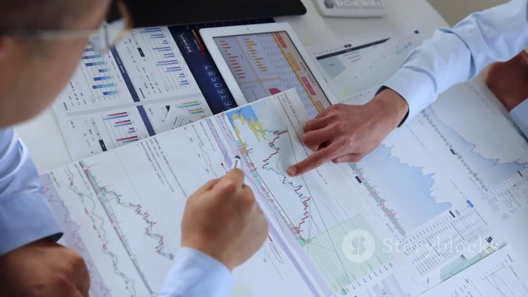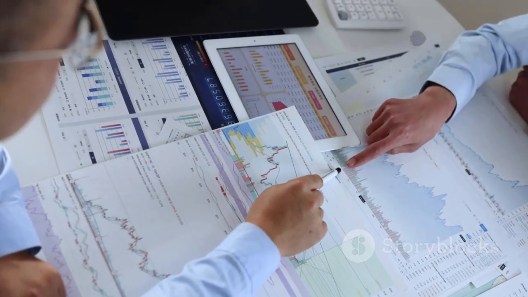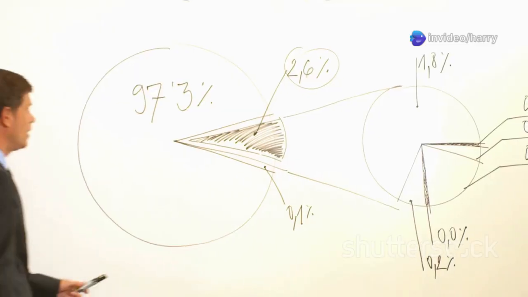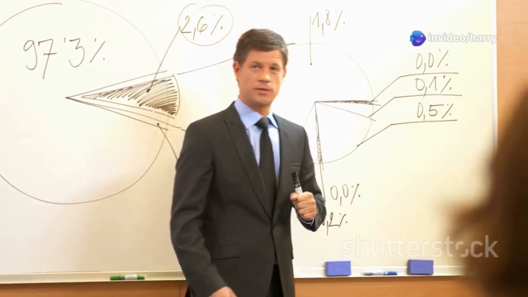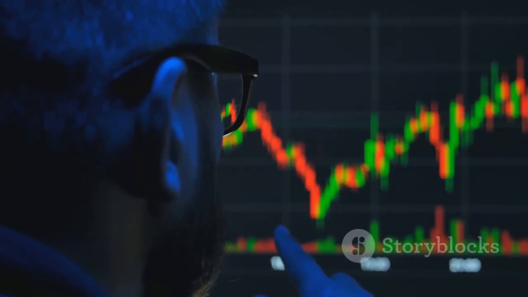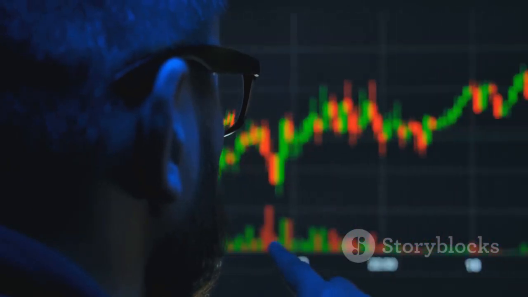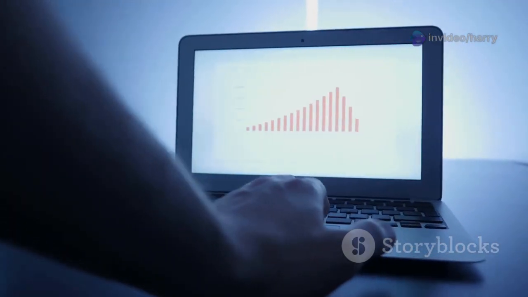As an alternative to the price-to-earnings ratio, investors and analysts can consider the EBITDA method. EBITDA stands for earnings before interest, taxes, depreciation, and amortization. The EBITDA method focuses on a company's operating cash flow, excluding non-cash expenses like depreciation and amortization. This approach can be particularly useful for comparing companies with different capital structures or those in capital-intensive industries.